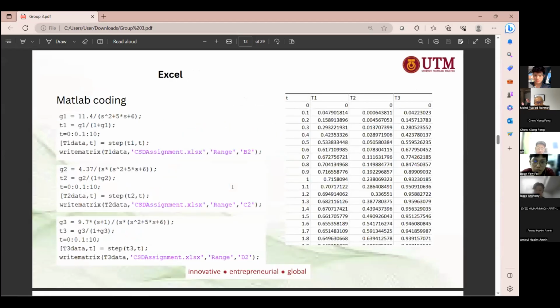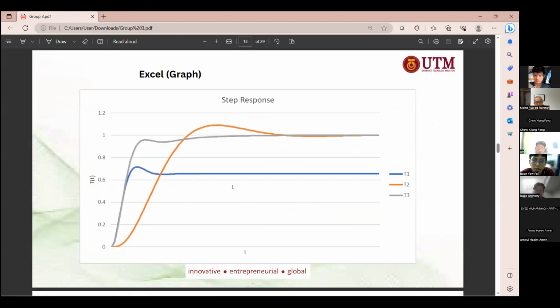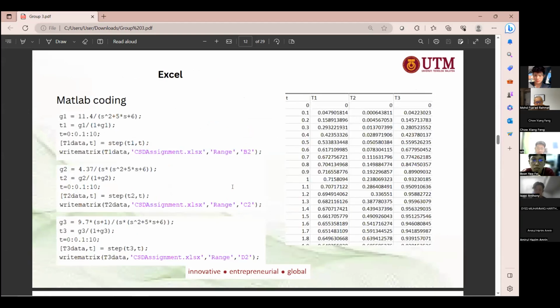Oh, yeah, okay. This one is from Matlab, and the previous one is from Excel. How do you import the data from Matlab to Excel? Write matrix. We save all the data in T1 data, and then write all the data into the Excel file. Automatically, when you run this, it will open the Excel. Yes, no need to open Excel, it automatically reads from here.